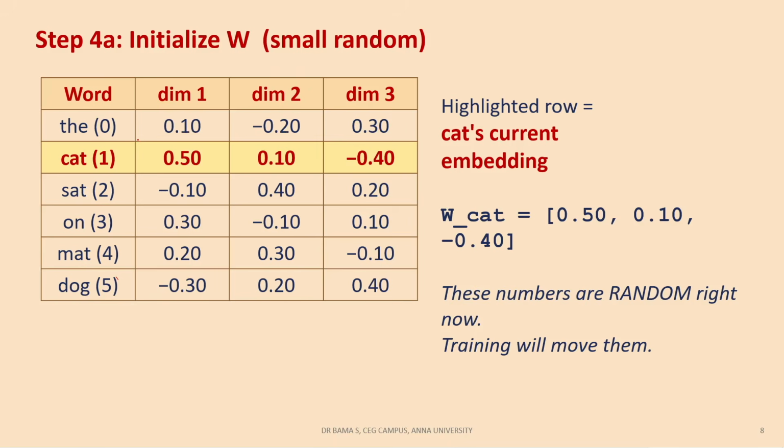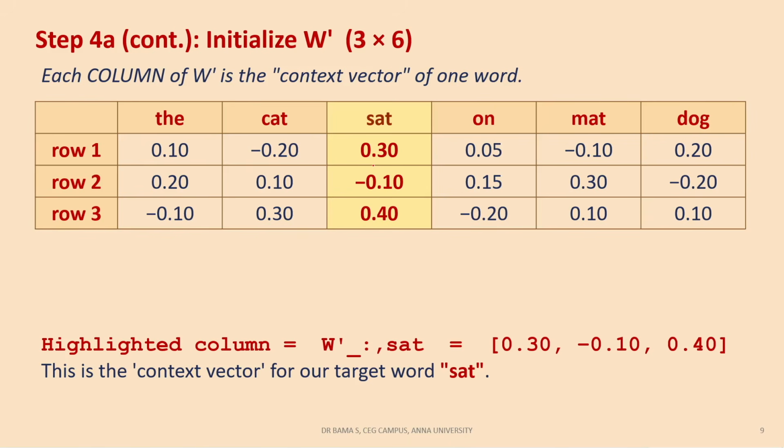Why this is highlighted is that this is the given vector. Given cat, we have to predict sat, and after one update or two updates or multiple updates, we want the loss for cat and sat to be minimized and the prediction to occur. Highlighted is the cat's embedding. So W cat is 0.5, 0.1 and minus 0.4. At the start these are random values, any values we can take, but after updating these values might change. Remember these values. Now we will initialize W dash.